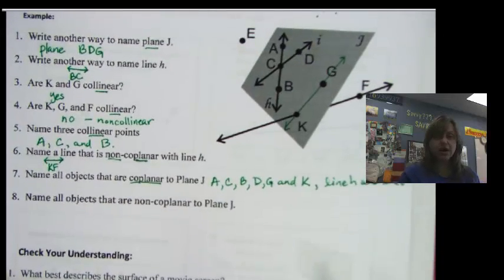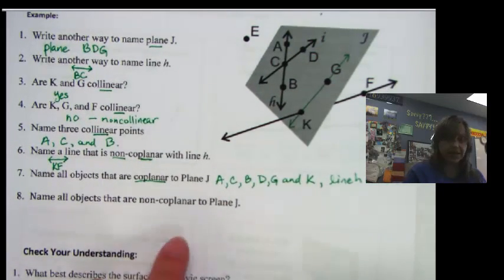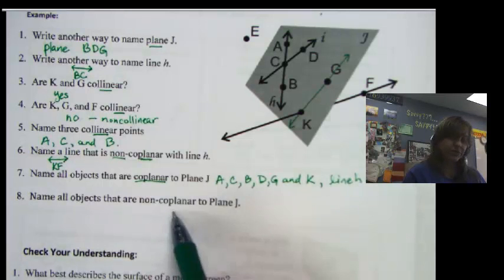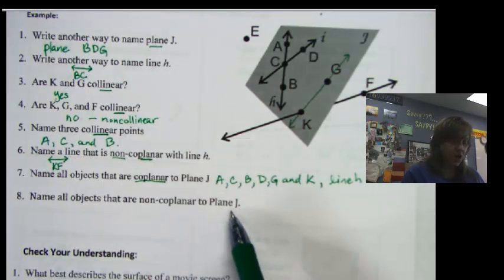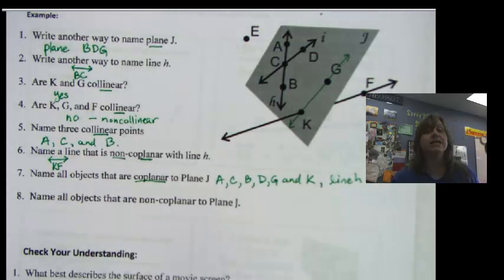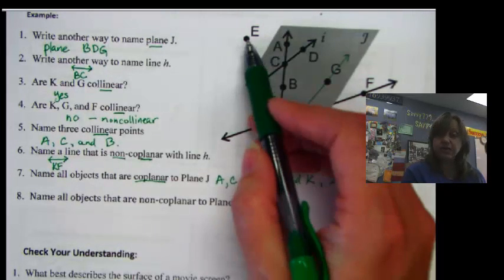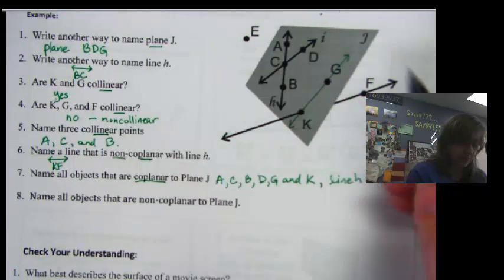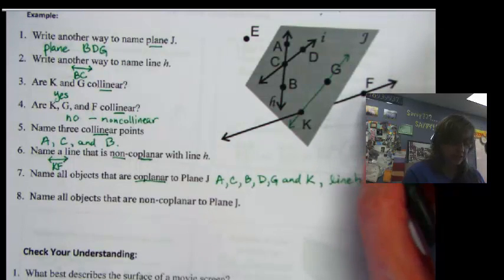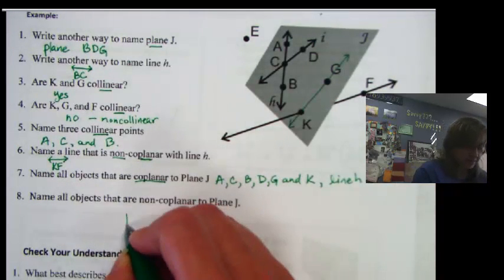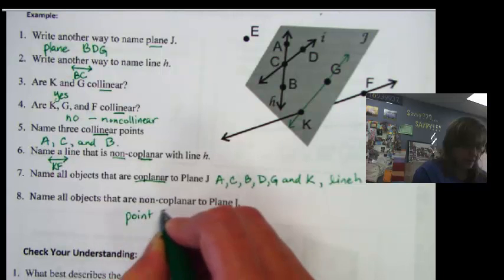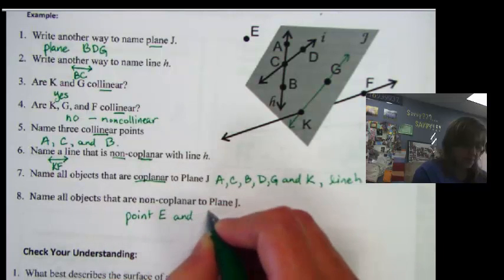name all objects that are non-coplanar to plane J. Not in the same plane with plane J. We kind of already talked about that a little bit. What points or lines do not lie in plane J? Well, here's an easy one. Point E is above the line. Point F is back here behind the plane, excuse me. So points E and F.